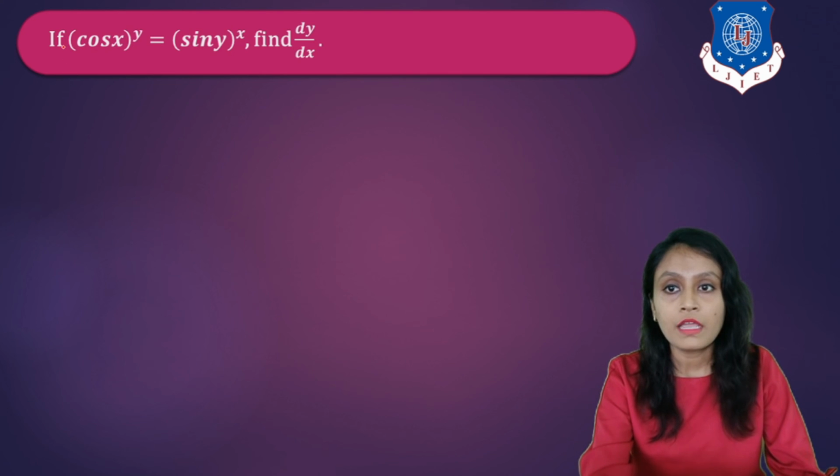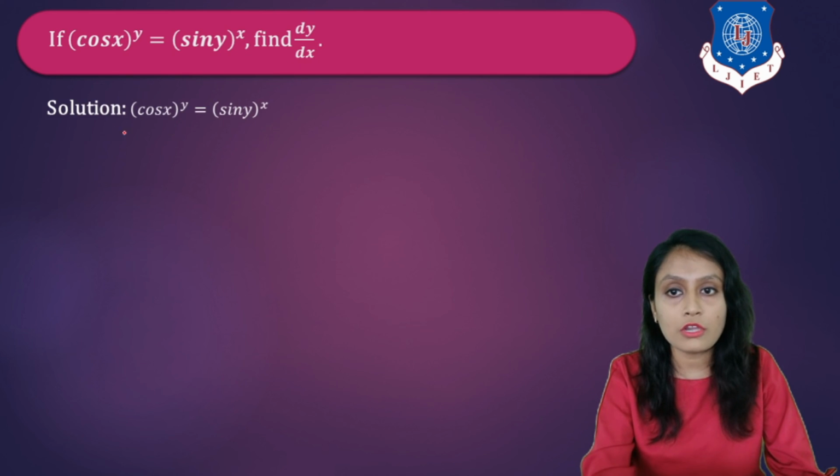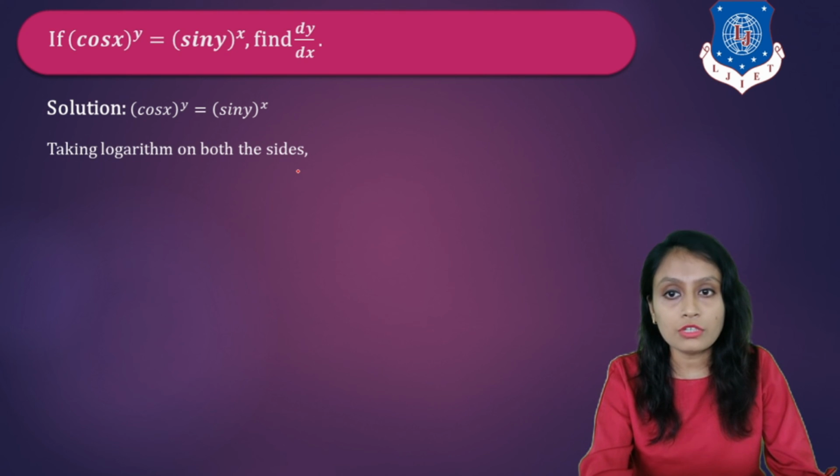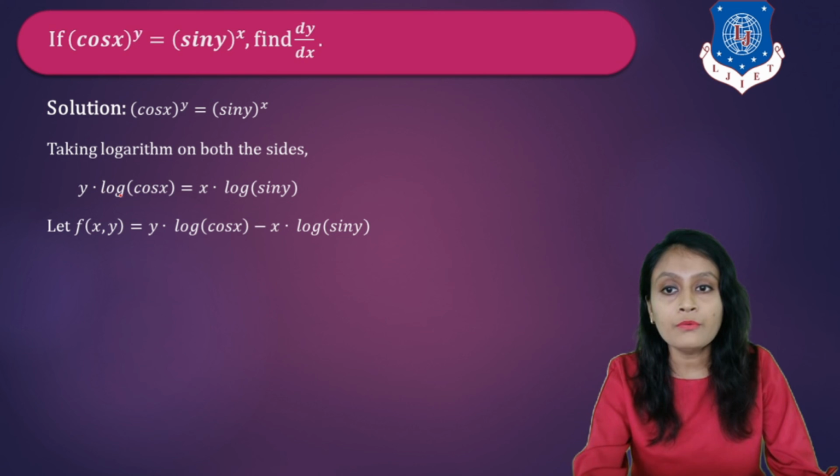Next example, if cos x raised to y is equal to sin y raised to x, find dy by dx. So let's begin with the solution. This is given in the question. To solve, we will apply log on both the sides. On applying log on both the sides, we will get y log cos x is equal to x log sin y. Here we have applied the formula of log a raised to n, that is n log a. Now the function fxy is equal to, bring this x log sin y to the left side, so you will get y log cos x minus x log sin y.